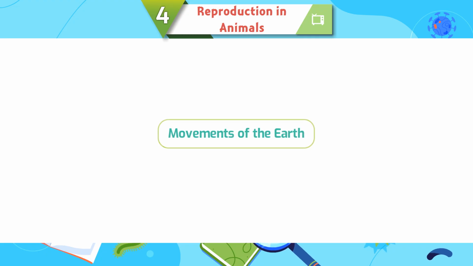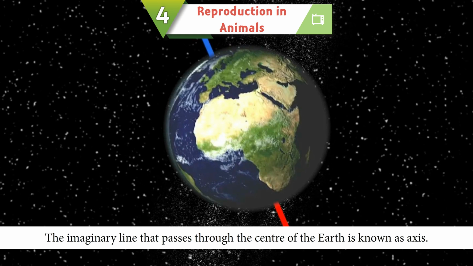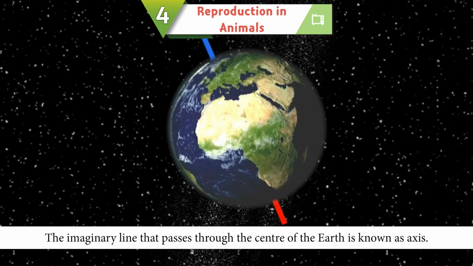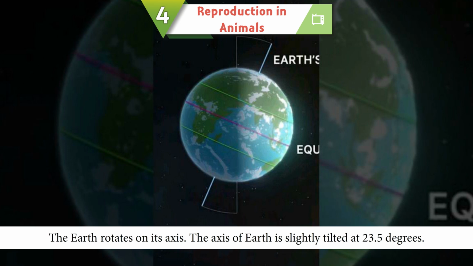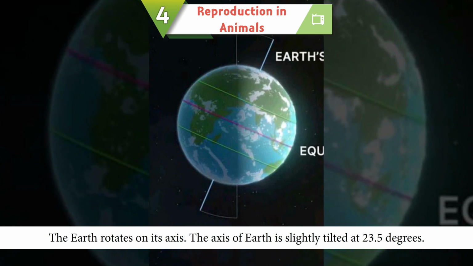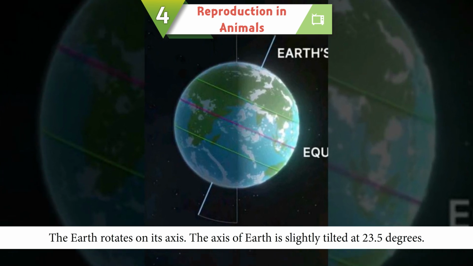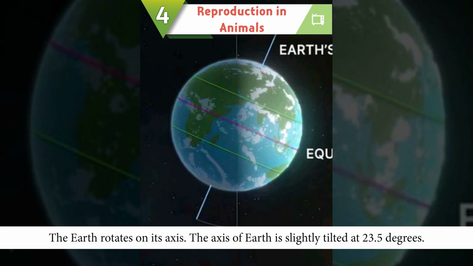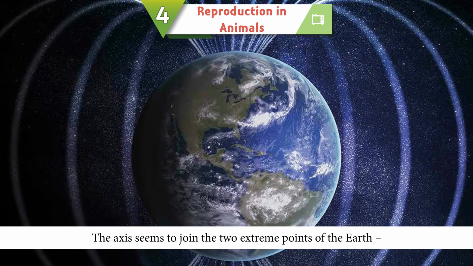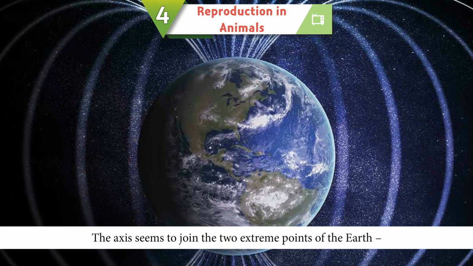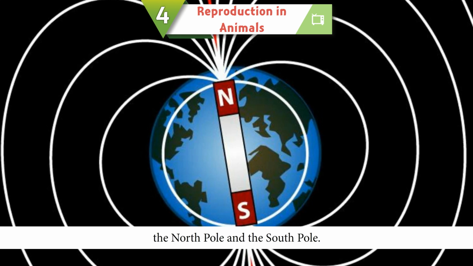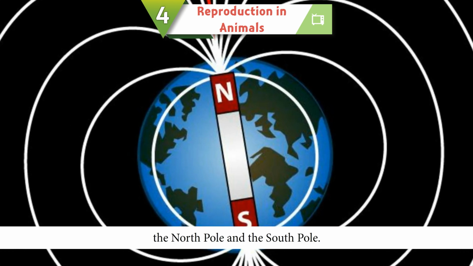Movements of the Earth. The imaginary line that passes through the center of the Earth is known as axis. The Earth rotates on its axis. The axis of the Earth is slightly tilted at 23.5 degrees. The axis seems to join the two extreme points of the Earth, the North Pole and the South Pole.